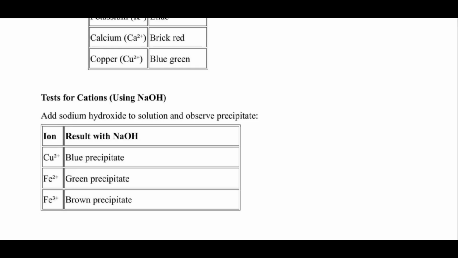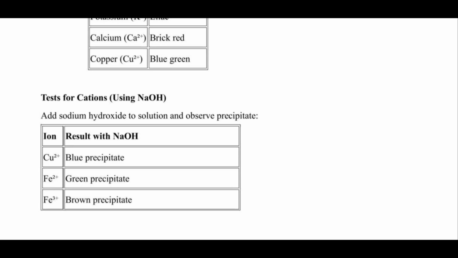Let's see the test for the cations. You have to remember how you can check which cations are present. Cations means the metal ions. So if you add sodium hydroxide to a solution, you will see a color. If you see precipitates, what color the precipitates are formed, you can easily predict which cations are present. Copper usually gives you a blue precipitate, right? For example, copper hydroxide, usually they are blue. So if copper ions are present in a solution, you will get blue precipitates.